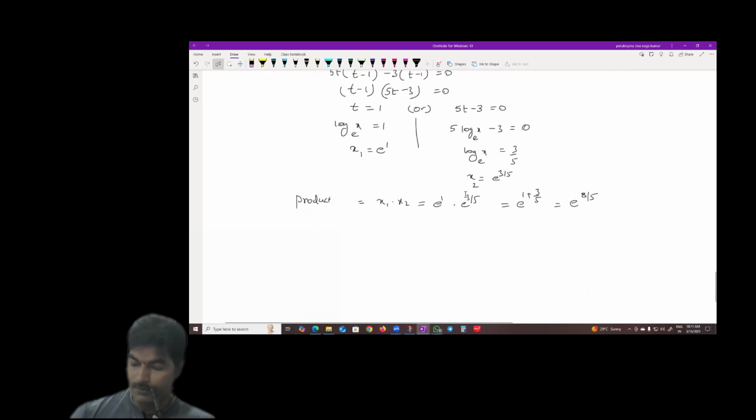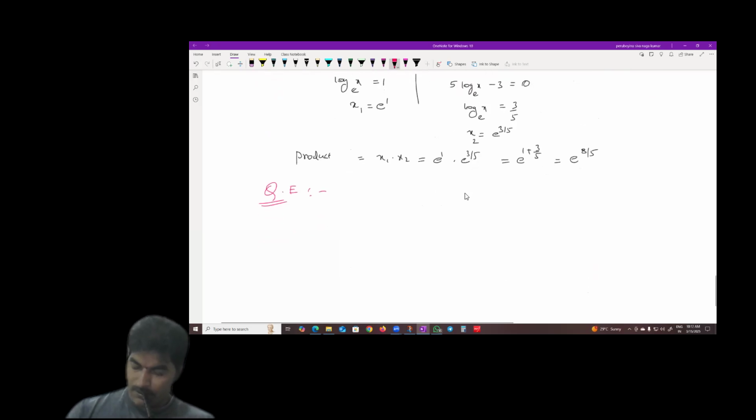Okay, moving to the next problem. The next topic is quadratic equations. In quadratic equations, you can see in all shifts a total of 6 problems.